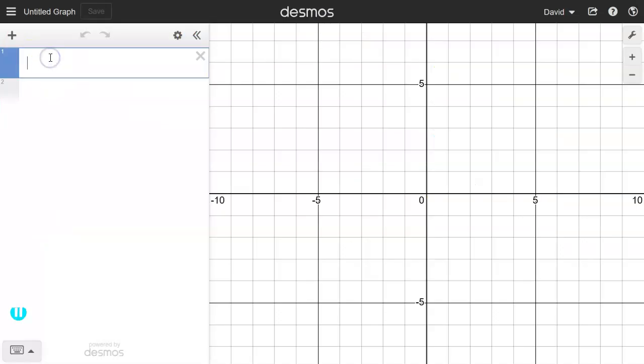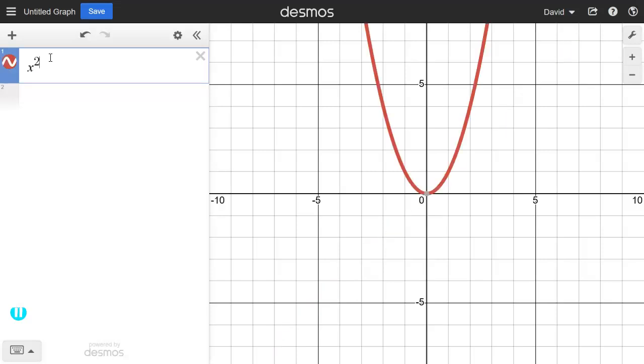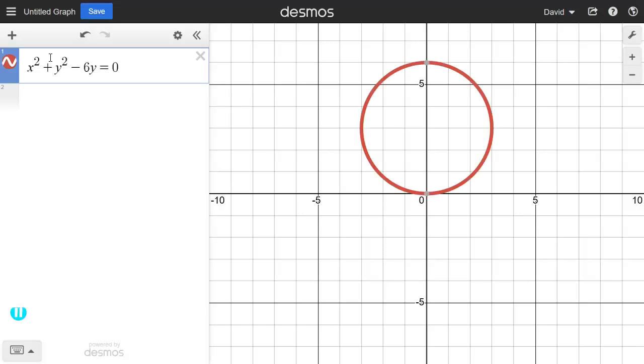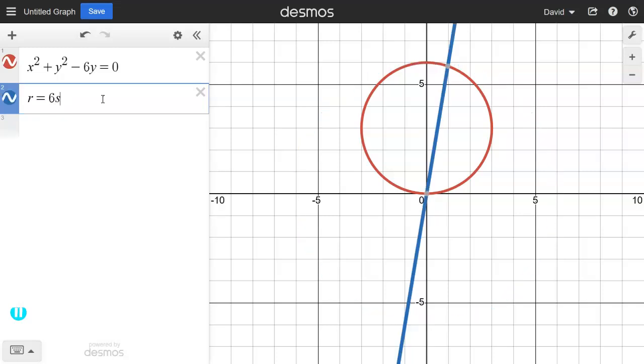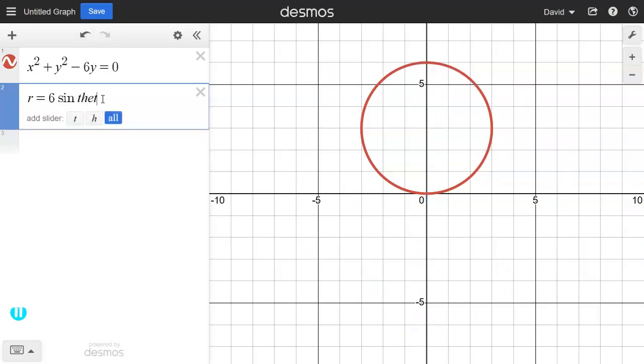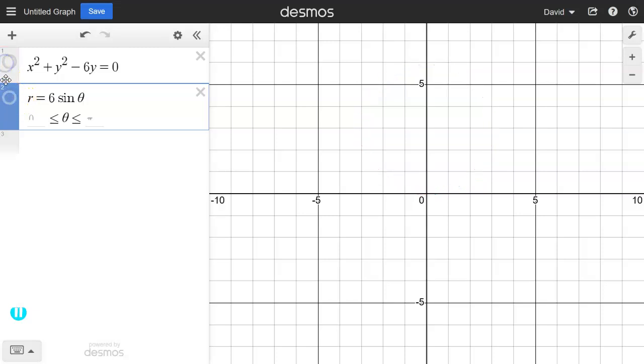So you want to go over to Desmos. You want to type everything in, use the app on your phone or whatever it might be, and verify that what you're doing is actually correct. Take your answer, r equals 6 sine of theta. And you can see that since the graphs overlap, you know these equations are equivalent.